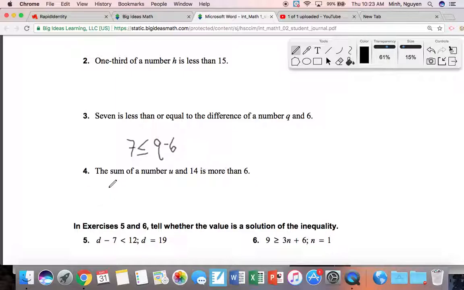So the sum of a number u and 14 is more than 6. If something is more than, does that mean it's bigger or smaller? If it's bigger, it faces the way of u and 14. If it's less than, it is facing the way of 6. But it says more than, so it'll go like that, and 6. Okay.